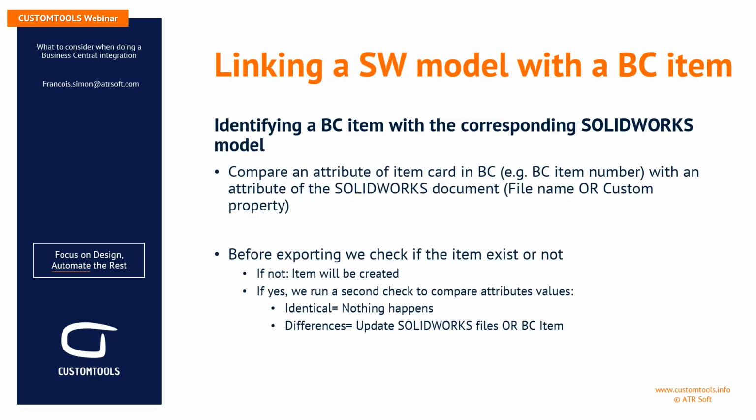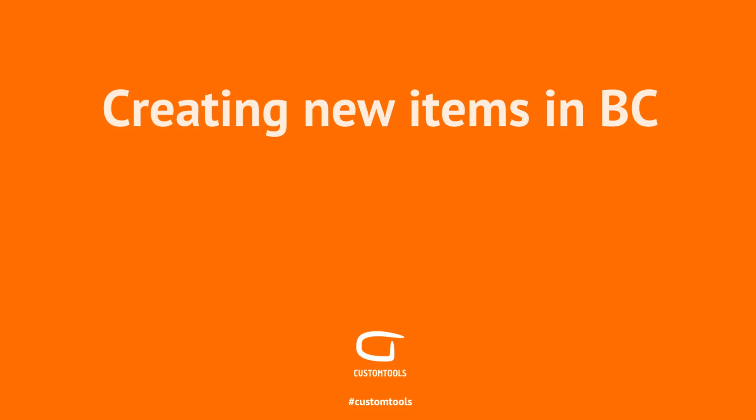It is important to understand how item linking works between SOLIDWORKS and Business Central. Not all SOLIDWORKS models will be exported to BC, but we will cover that later on during the presentation. Each SOLIDWORKS model exported to BC will have a corresponding item in Business Central. We use a unique identifier that is common to both systems. For instance, it could be the item number in Business Central corresponding to the SOLIDWORKS file name or a custom property value defined in SOLIDWORKS.